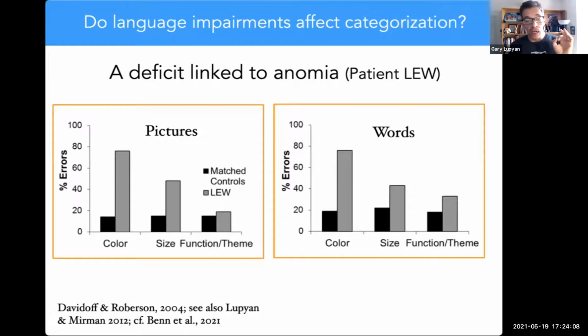And for these trials where that's what you have to do, this is just a case study of one individual, LEW, but there are group studies, including one of our own in 2012, that shows that this pattern holds. There's some recent work arguing against it. We'll see.